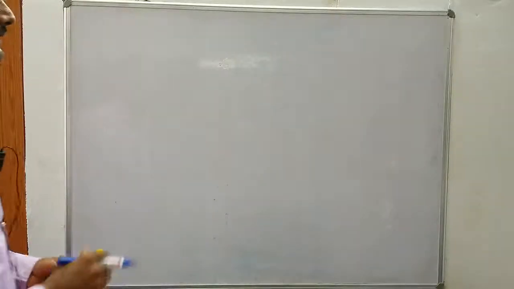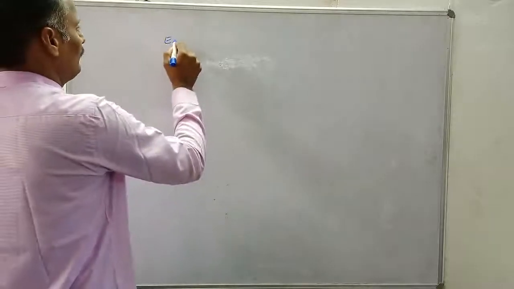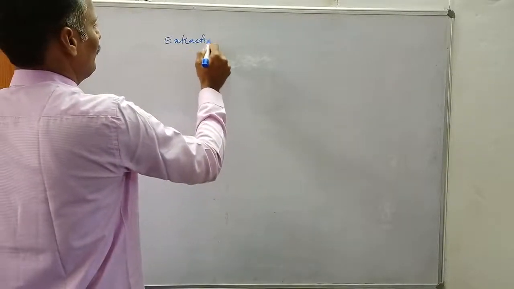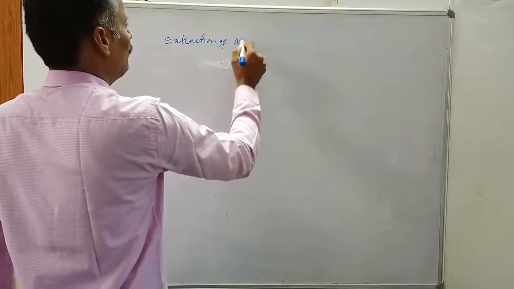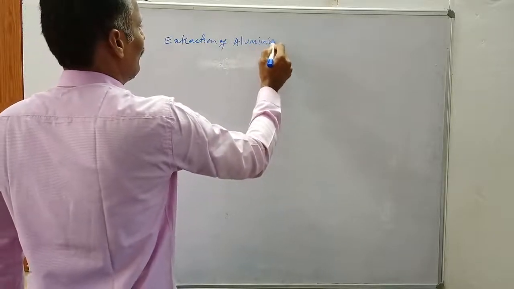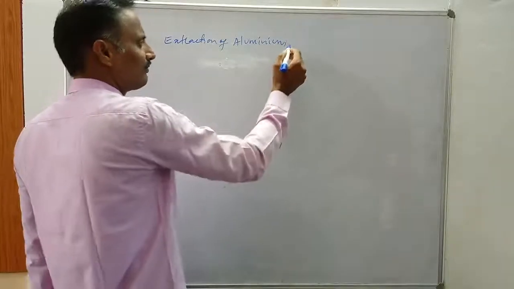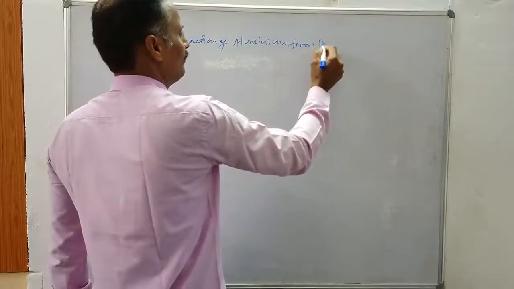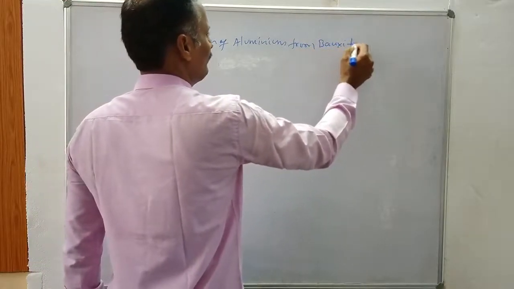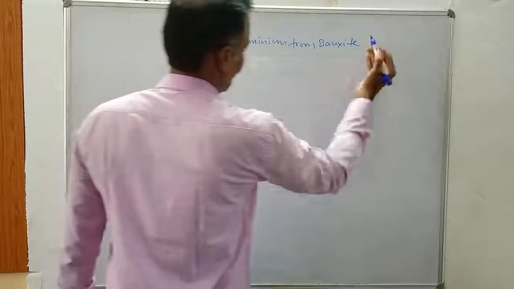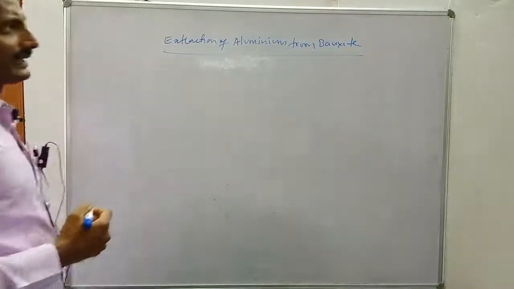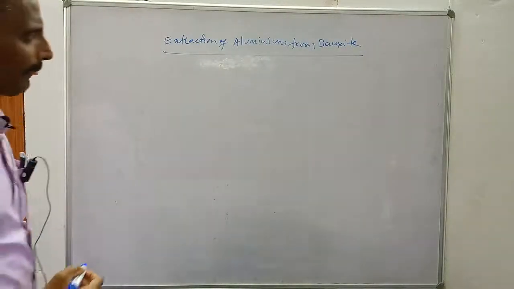This is also called the Hall-Héroult process. Extraction of aluminium from bauxite. Then how do you extract aluminium from bauxite?